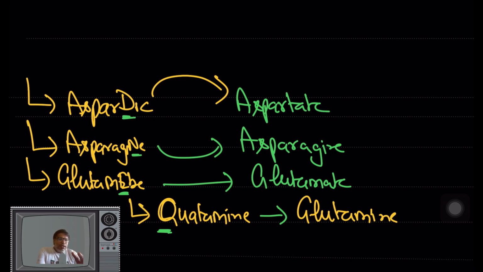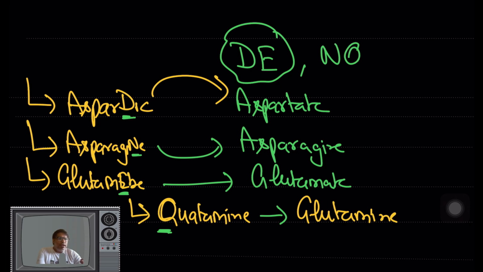So there are two amino acids which are acidic, D and E. D for aspartic acid, E for glutamic acid, or you can say glutamate. Next, N and Q: N for asparagine, Q for glutamine. Okay, so hopefully it is clear. D for aspartate, E for glutamate, N for asparagine, Q for glutamine. Clear?